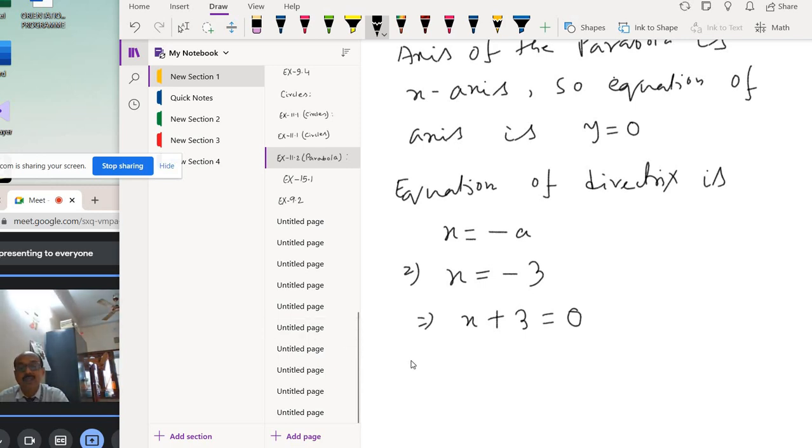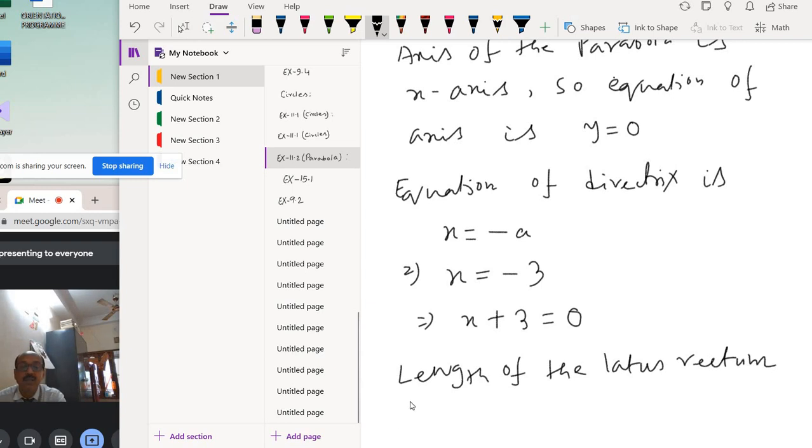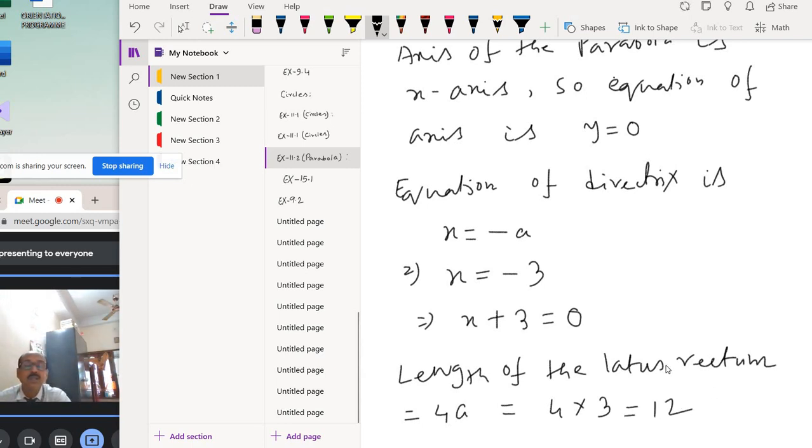Then the length of the latus rectum. So it is 4a, so 4 into 3, which is 12. Okay, it's clear, done everything?